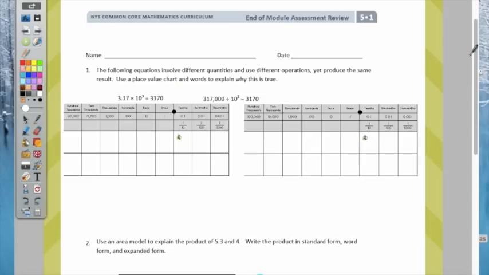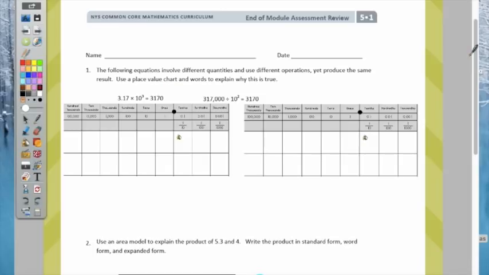The following equations involve different quantities and use different operations, yet produce the same result. So yours is in a better place than mine, but you see how we have the same answer twice? Okay? But on the first one we multiplied by 10 to the third, and on the second one we divided by 10 to the second, and we got the same answer. So it says to use a place value chart in words to explain why this is true.